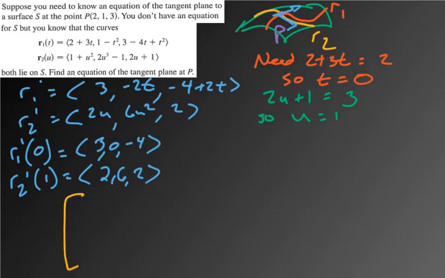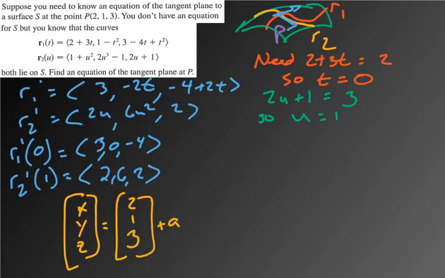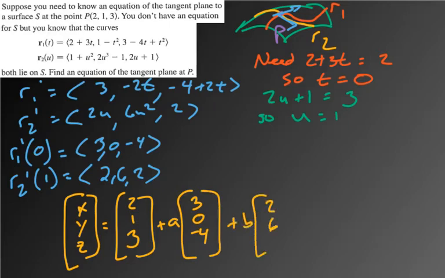It's still an equation of a plane. You've got x, y, z equals the point it needs to pass through, which is 2, 1, 3, plus a, as a scalar, times 3, 0, negative 4, plus b times 2, 6, 2.